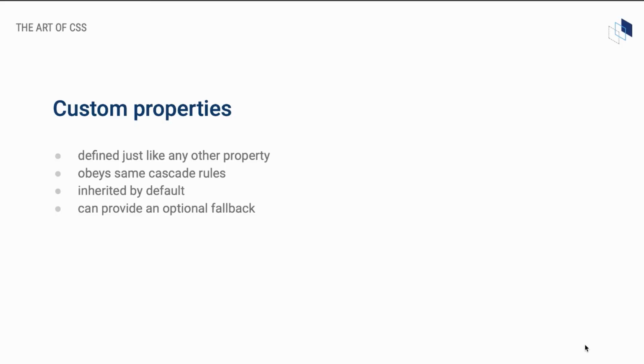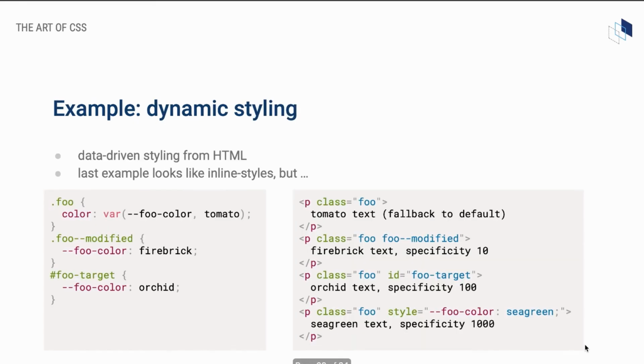Finally, with the last few minutes I've got left, let's talk about custom properties. Custom properties are defined just like any other property. They obey the same cascade rules. So specificity 1, 10, 100, and 1,000, they follow the same rules. They're inherited by default. And you have this nice thing where you can have an optional fallback. And I'll talk about that in a second.